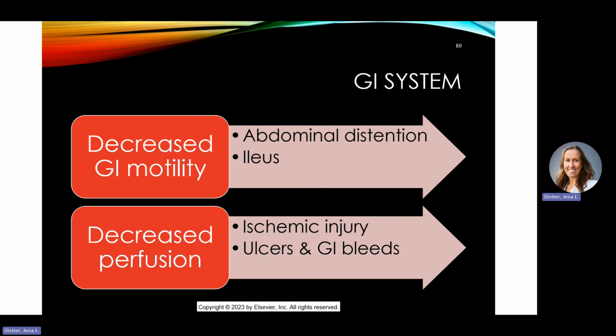When we think about our GI system, we have decreased GI motility, so we have to watch for abdominal distension and ileus, and then our decreased perfusion. When we're not using the system, we don't have the blood flow, so we're going to have ischemic injury potentially, and then we'll see ulcers and GI bleeds as well.